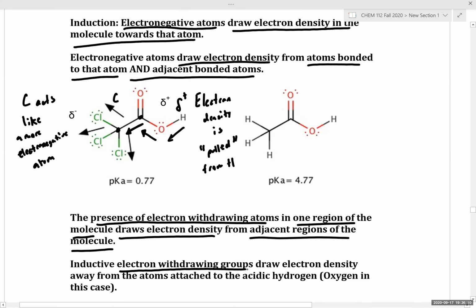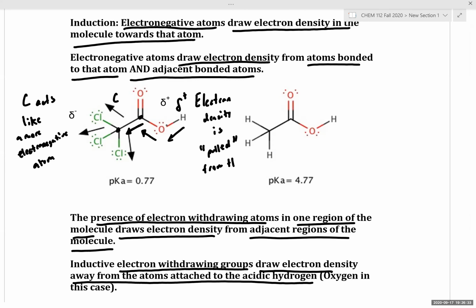Inductive electron withdrawing groups draw electron density away from the atoms attached to the acidic hydrogen. Does this idea of induction, where we're pulling our electron density towards our electronegative chlorine atoms and away from our acidic proton, make sense to everyone? Perfect. And we can see that it has a dramatic effect on pKa, where addition of electronegative chlorines on one region of our molecule results in a substantially more acidic proton.